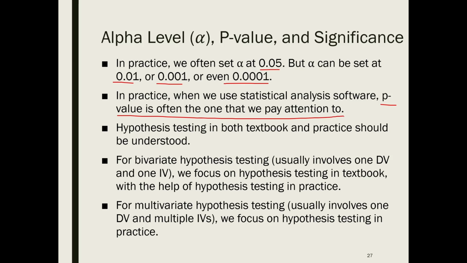In practice, when we use analysis software, the p-value is often the one that we pay attention to. I mentioned this before: in the software, we look at the p-value to make our decision, instead of making the decision by comparing the observed value and the critical value. No, we don't do that. In the software, we just pay attention to the p-value. So hypothesis testing in both the textbook and in practice should be understood.